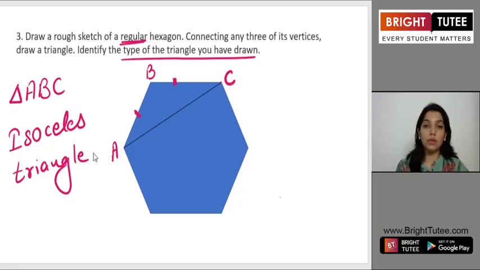If none of the sides are equal, then it is a scalene triangle. If all three sides are equal, it is an equilateral triangle.